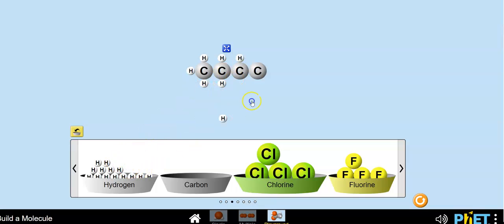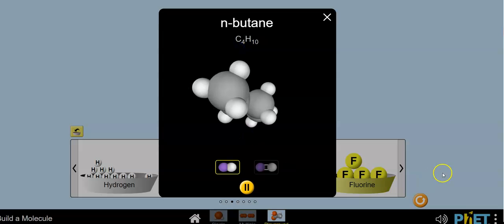One, two. And then this carbon over here has only one of its spaces filled, right? It's only stuck to this carbon to its left. So I've got three more spaces. One, two, three. So this compound is called n-butane, and its formula would be C4, one, two, three, four. So that's C4H, and let's count them up. We'll start right here. One, two, three, four, five, six, seven, eight, nine, ten. So it would be C4H10.